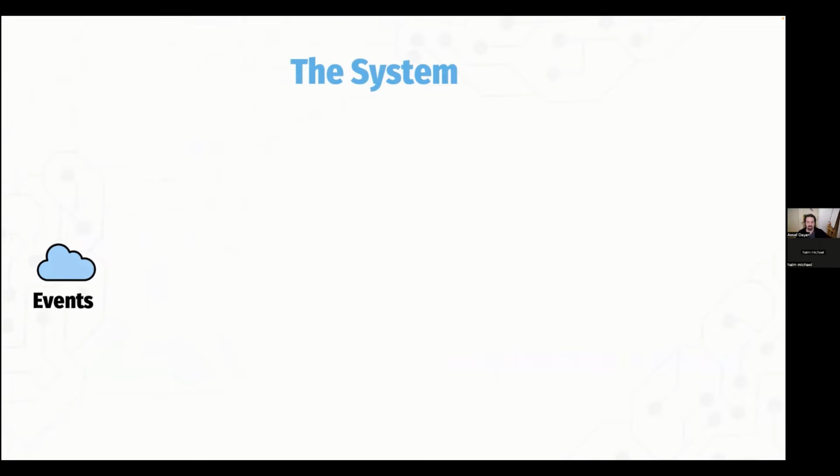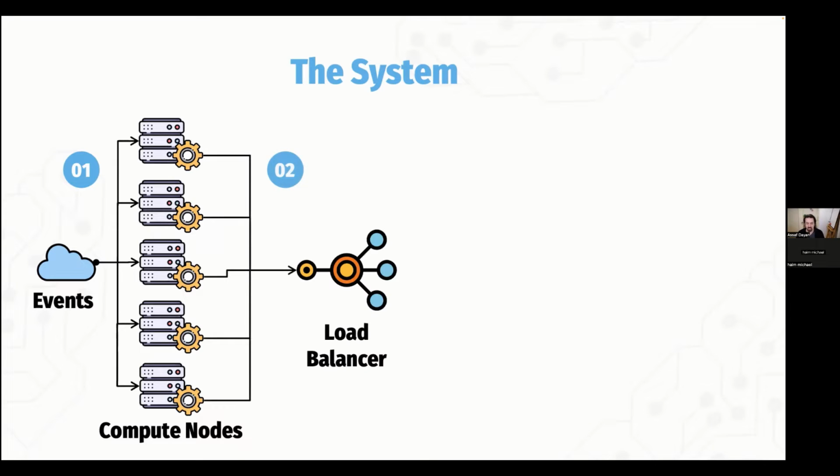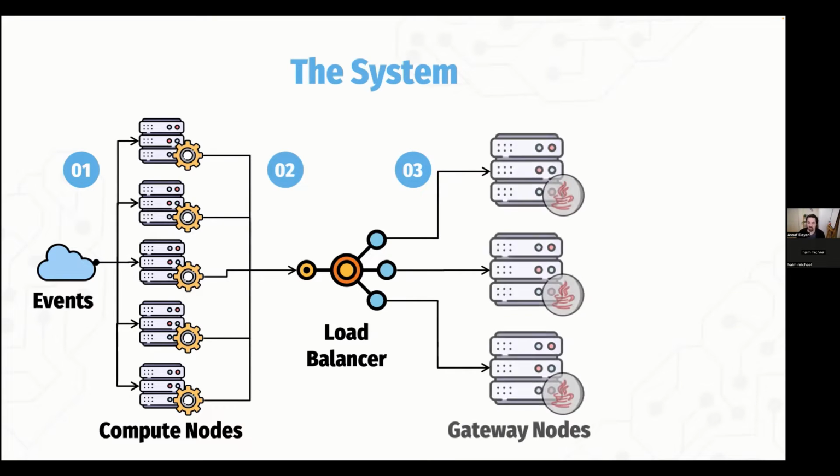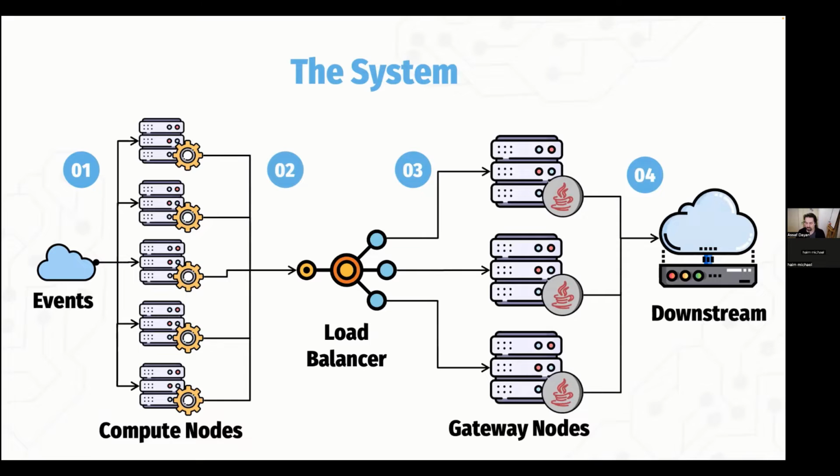Events were originating in the internet and reaching compute nodes. Those nodes took the raw events, computed whatever they needed to do, and produced payloads. The payloads were then forwarded to a load balancer. And from the load balancer, the events were dispersed around several gateway nodes. The gateway nodes sent the events to downstream systems.